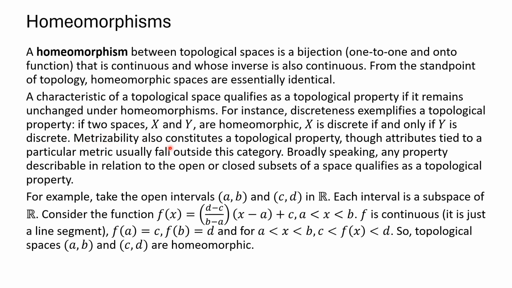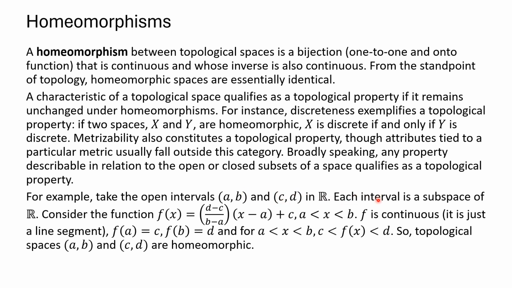Metrizability also constitutes a topological property. However, attributes tied to particular metrics usually fall outside of this category. Broadly speaking, any property discernible in relation to open or closed subsets of a space qualifies as a topological property, and would be preserved via homeomorphism. So I have a simple example here. Take two intervals [a, b] and [c, d] in the real numbers, and these are subspaces. [a, b] is a subspace of R, and [c, d] is also.